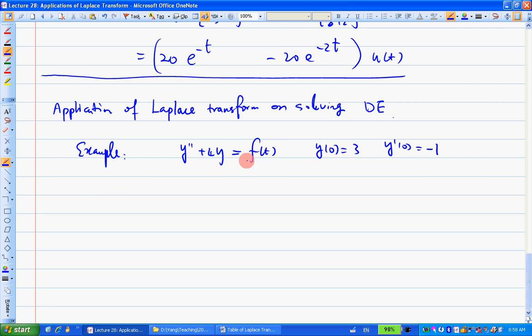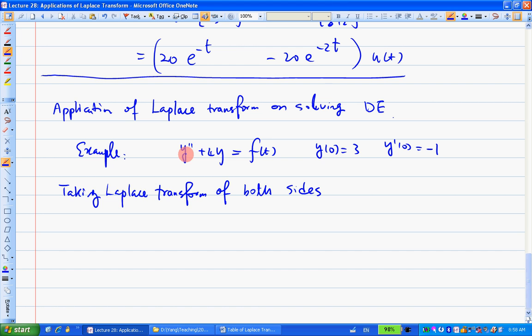To use the Laplace transform, the first step is always taking the Laplace transform of both sides of this equation. We're not going to stay in the time domain anymore; we're going to transform everything into the s domain. Then if I take the Laplace transform of this side, we have to make use of the properties.